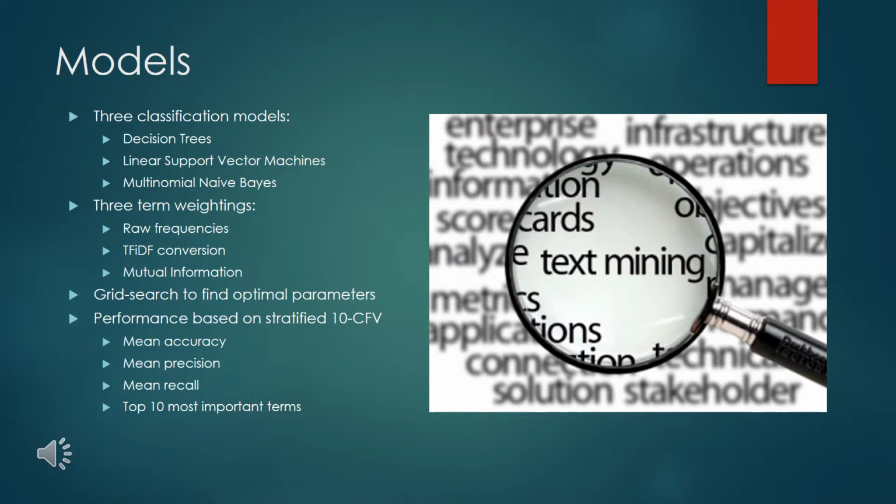I also performed 3 different term weightings, so I did the raw frequencies, the TF-IDF conversion, and mutual information. And then from these 9 different models, the 3 classification models and the 3 term weightings per item, I did a grid search for each one of those variations to find the optimal parameters. Once I had the optimal parameters, I performed stratified 10-fold cross validation and pulled out the accuracy, precision, and recall along with the most important terms, and then took the average of those based on the 10 different folds.